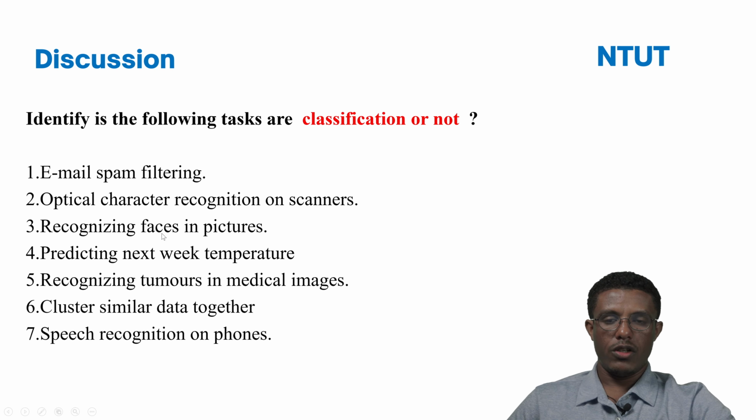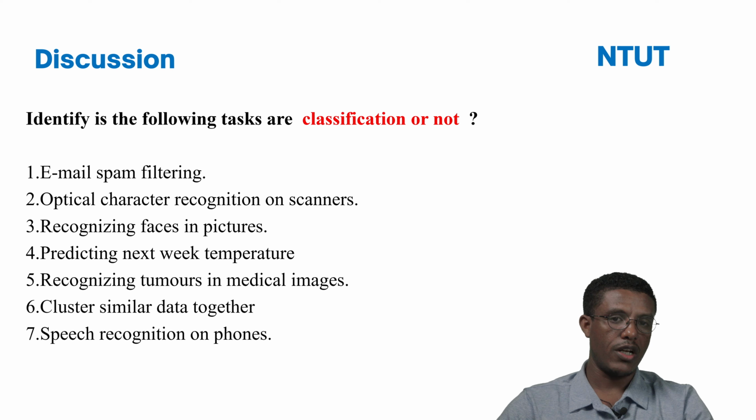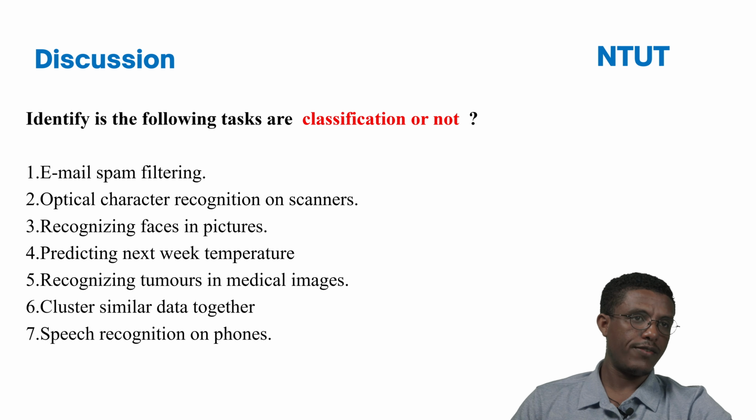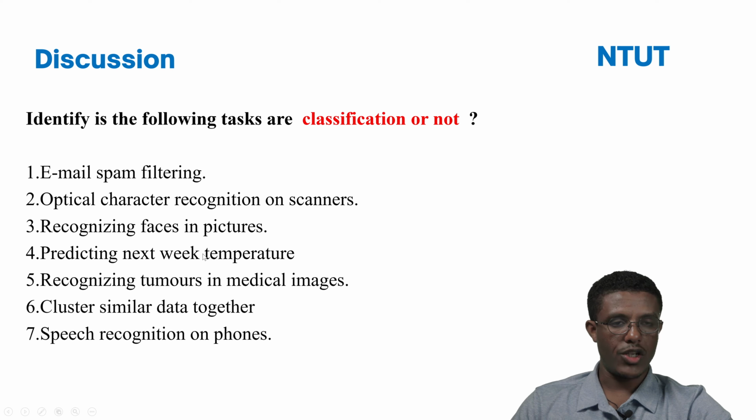Take the first one, email spam filtering. Email spam filtering is a type of classification algorithm because we filter or classify whether an email is spam or not. So it is clearly a classification task. Optical character recognition on scanners is also classification. Recognizing faces in pictures is a classification. Predicting next week's temperature is not classification; this one is a regression problem.